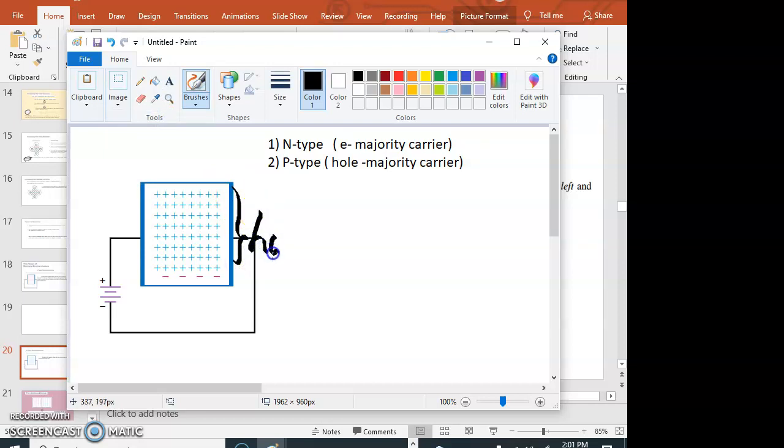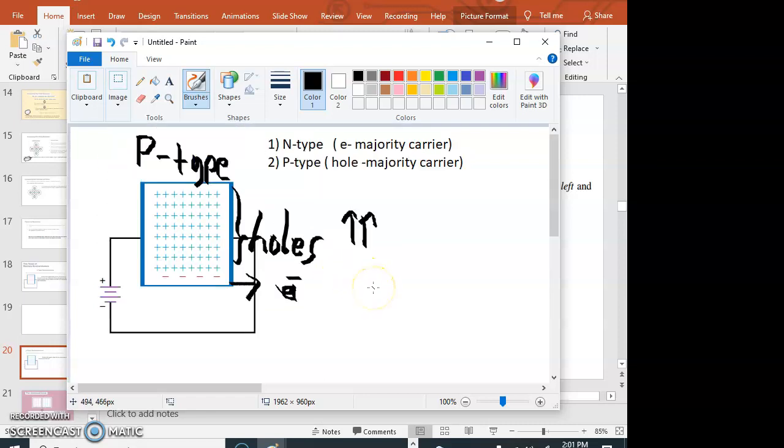There are a lot of holes as compared with the electrons. So the number of holes is much higher as compared with the number of electrons. So this type of material is what is known as the p-type material. So again, for extrinsic, we start with a pure semiconductor. We add pentavalent to make an n-type. We add trivalent to make a p-type.